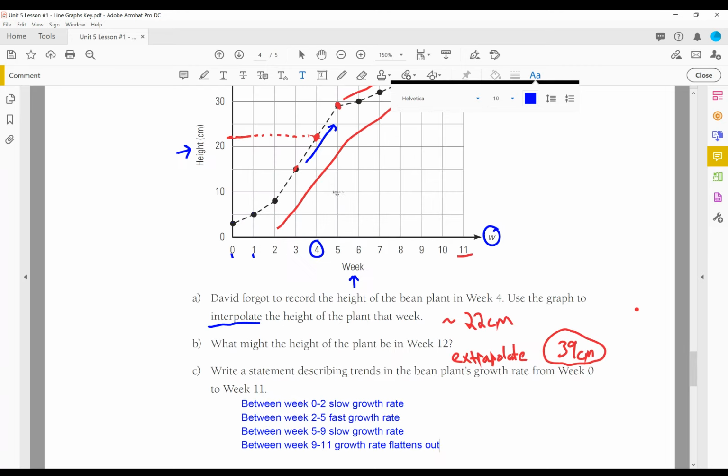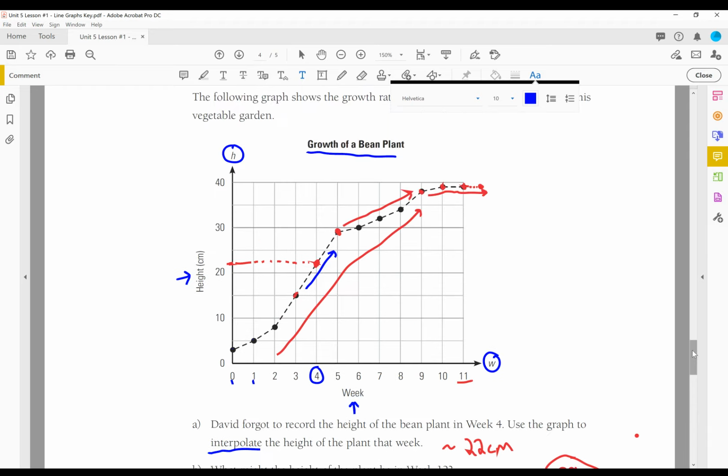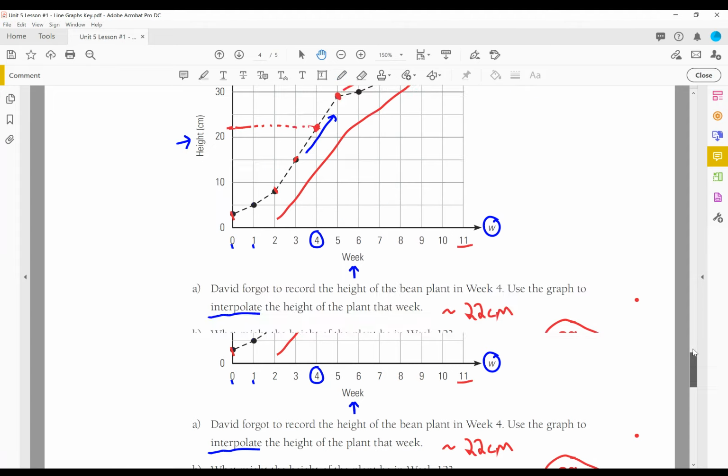Those are the sections of the graph that I can identify, just because it looks to me like there's a trend there. From here to here, the growth rate is similar. From 2 to 5, the growth rate is similar. From 5 to 9, the growth rate is similar. And from 9 to 11, the growth rate is similar. So that's how I broke it up.